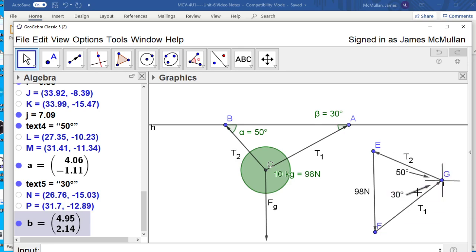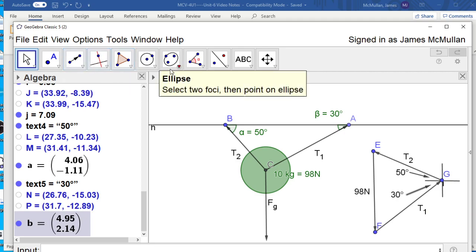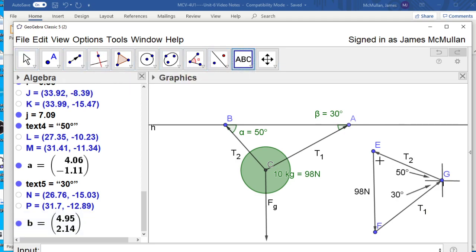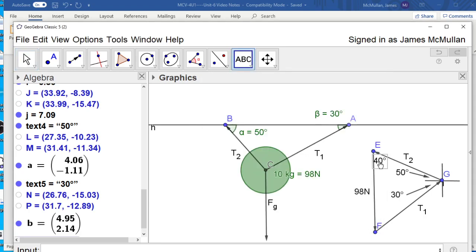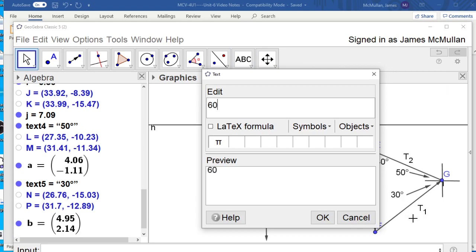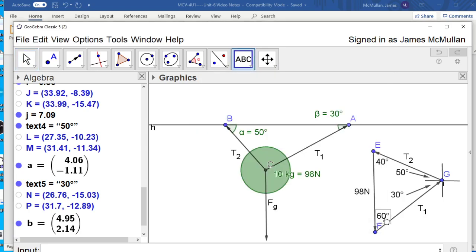In any case, what we now know is that the angle here is 30 and 50, so it makes 80 degrees total. This one up here would have to be 40, because if I were to cut this into a right triangle, then the 50, the 90, and the 40 have to add up. And down here, this has to be 60, for the same reason. And the whole thing also has to add up to 180, which it now does.